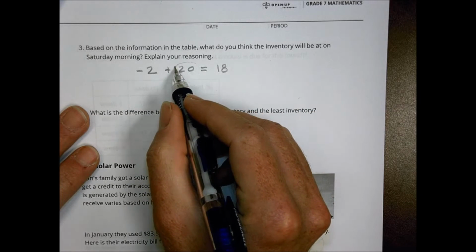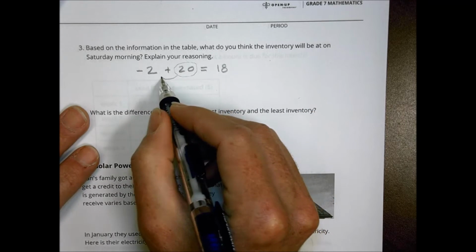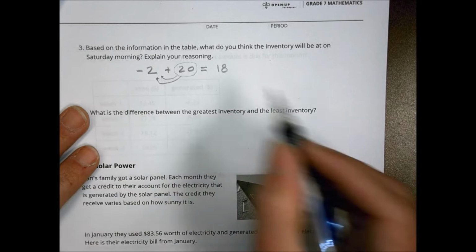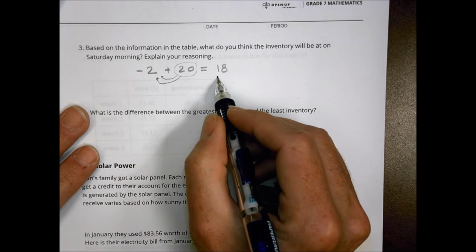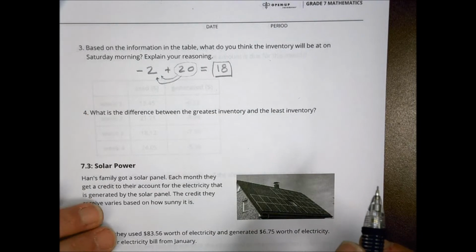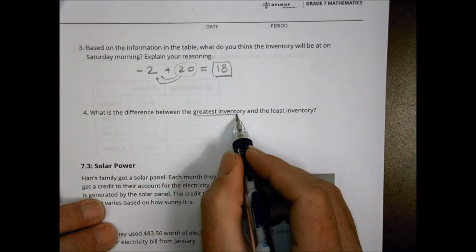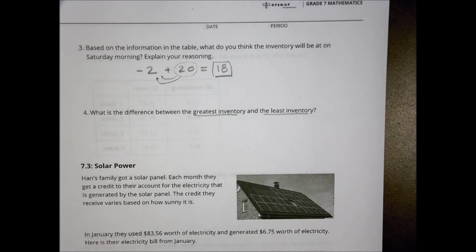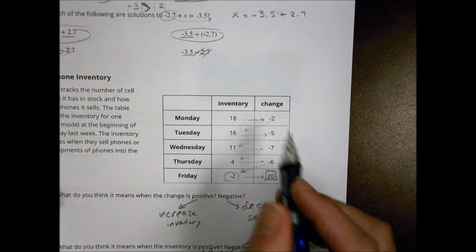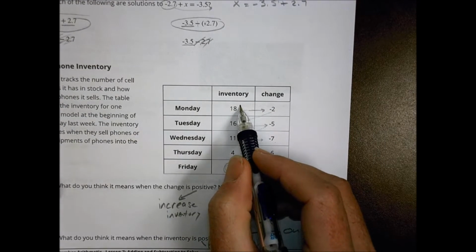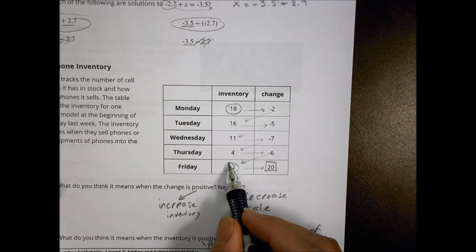Even though they got a shipment of 20 in, they still had to give away 2 from the previous day's order, which left them with 18 to start the day with. So what is the difference between the greatest inventory and the least inventory? Our greatest inventory here on the chart is 18, and our least inventory is negative 2.